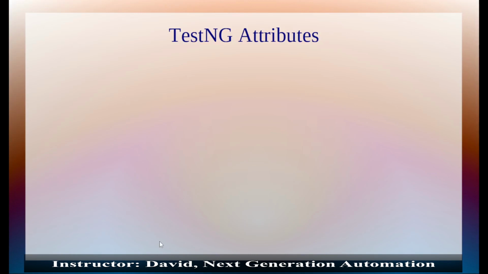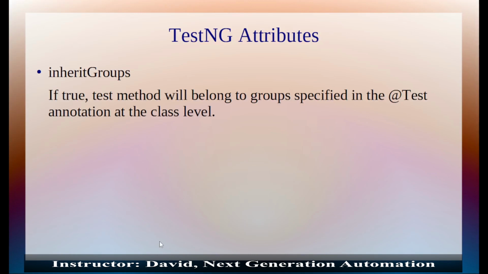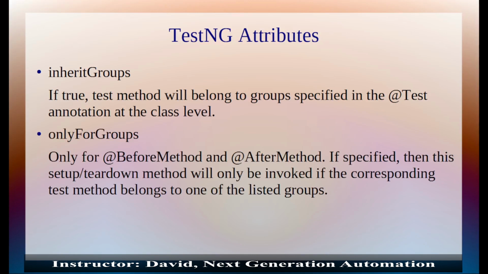Sixth TestNG attribute is inheritGroups. As part of this attribute, if set to true, it defines that the test method belongs to groups specified in the @Test annotation at the class level. Seventh TestNG attribute is onlyForGroups. This attribute works only for @BeforeMethod and @AfterMethod TestNG annotations. As part of this attribute, if specified, then this setup or teardown method will only be invoked if the corresponding test method belongs to one of the listed groups.